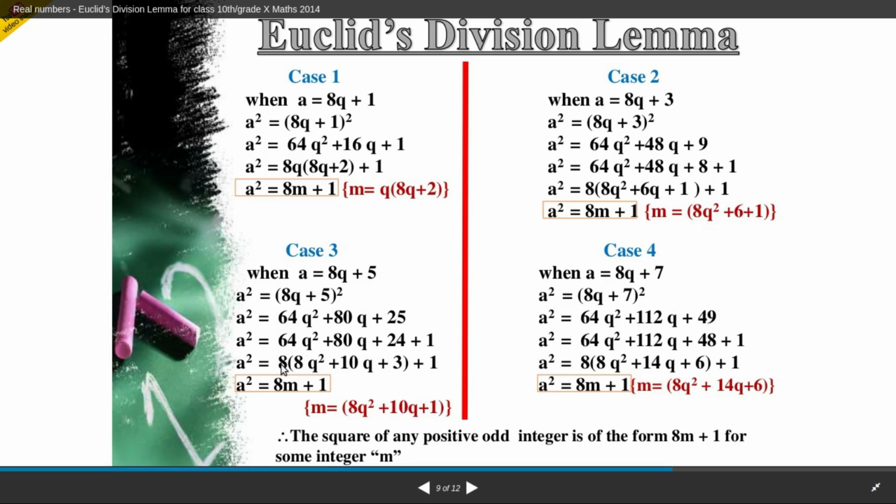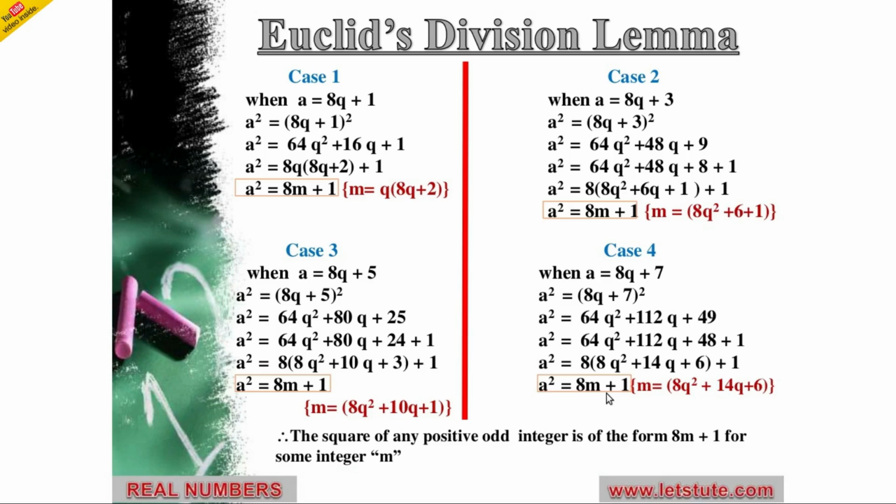Definitely these three terms will have 8 as a common factor. Don't worry about it. Whatever number here we had, 9, so I took 8 plus 1. Here we have 25, so I took 24 plus 1. 49, 48 plus 1. So again here also we have 8 as a common term, right? If I take 8 outside, then I will get this expression, take this expression as m. So what will I get? The square of any positive odd integer is of the form 8m plus 1. So in all the four cases we got 8m plus 1. So the square of any positive odd integer is of the form 8m plus 1 for some integer m.